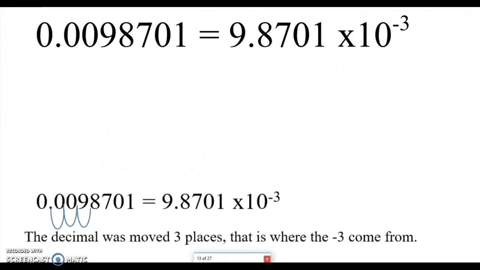In this next problem, this number is smaller than 1. This is the number how it's written, and this is how it's written in scientific notation. So let's talk about how we got there.